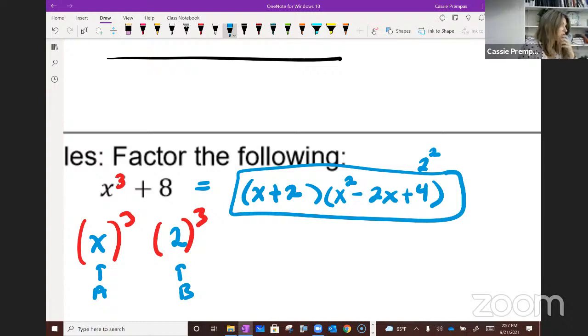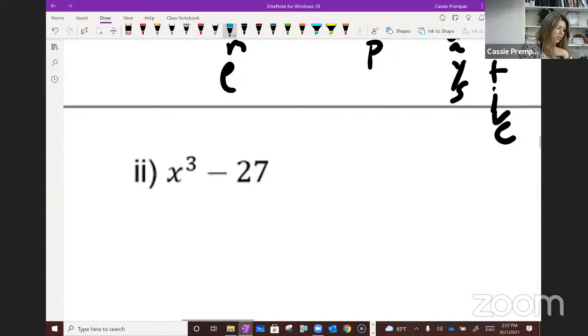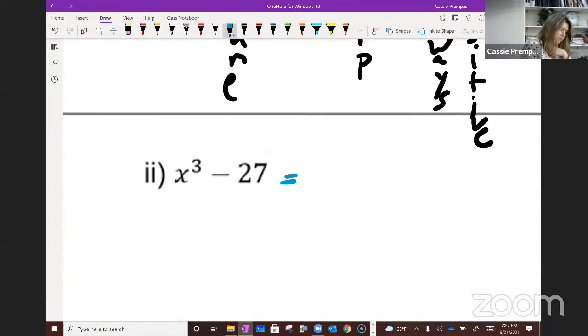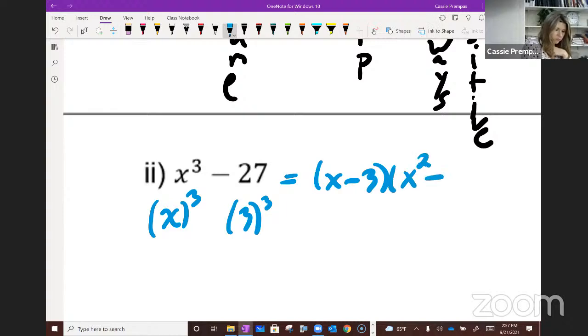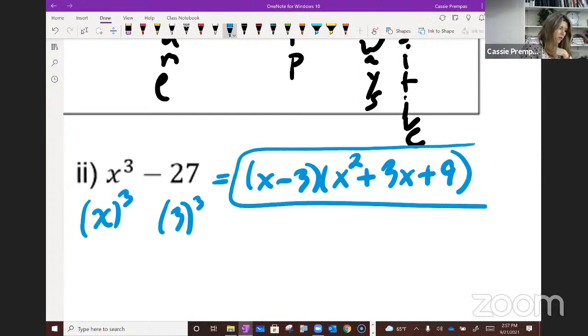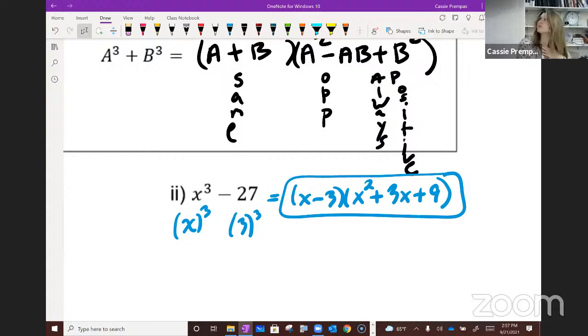That's the answer. Okay, on your own, try it with x cubed minus 27. I think I got it. All right, let's check. You should have quantity x minus 3 times quantity x squared plus 3x plus 9.